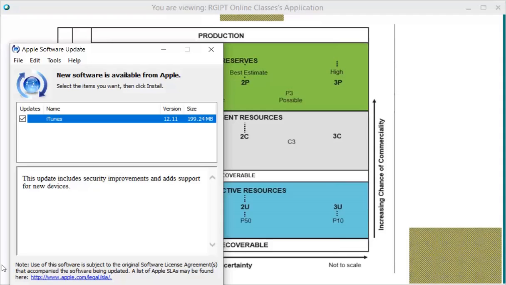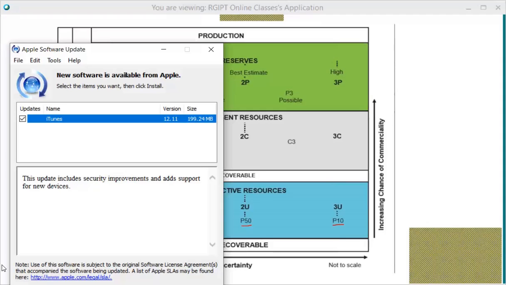Okay, 1P, what is that? P90. Okay, P90 is written here at the bottom. 2P is P50 and 3P is P10.